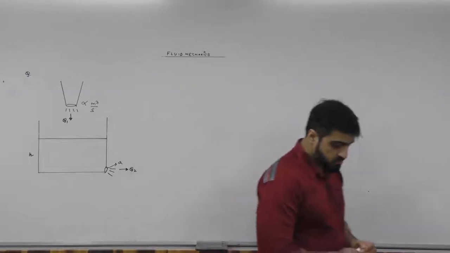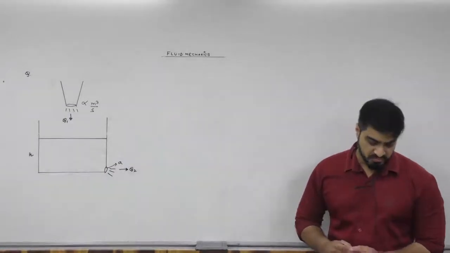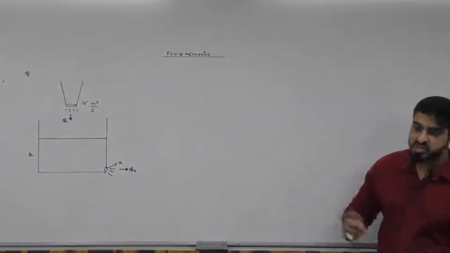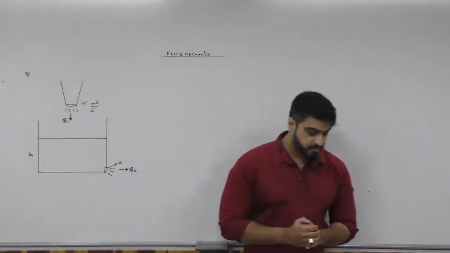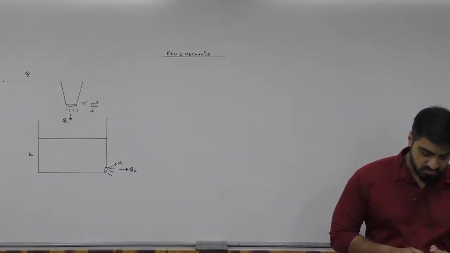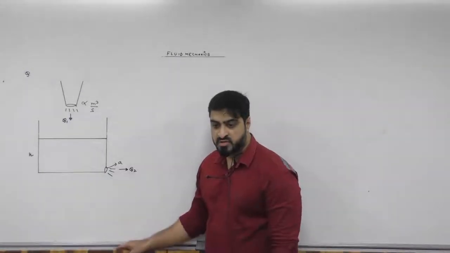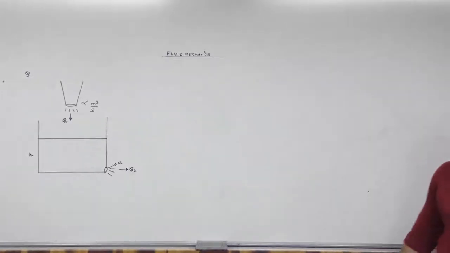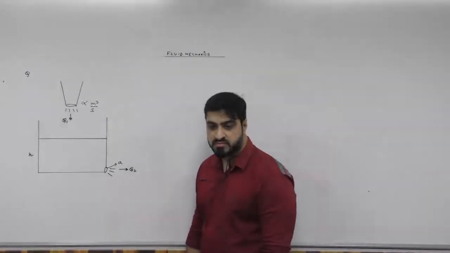Next question. Question tells you in the form of comprehension, the inflow rate is alpha. The inflow rate in the tank is alpha, which is constant. It's meter cube per second. It's constant. The outflow rate is Q2, which increases with H.